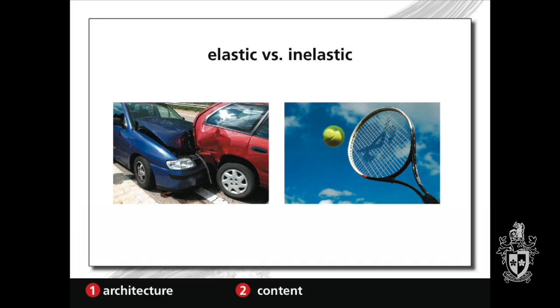Why is that? That's because on the left, the state of the object has changed. The cars are different after the collision than before, whereas on the right, the tennis ball is the same before and after, and the racket is the same before and after.